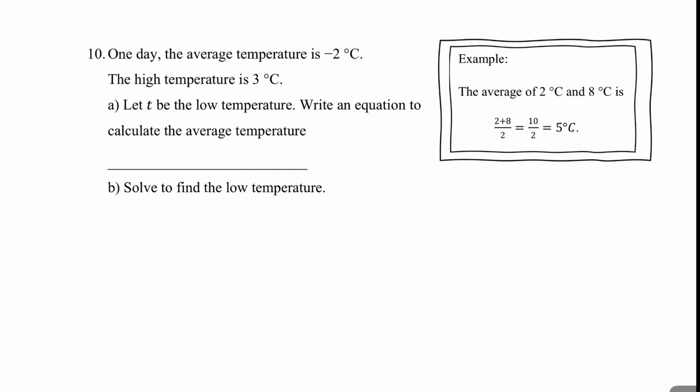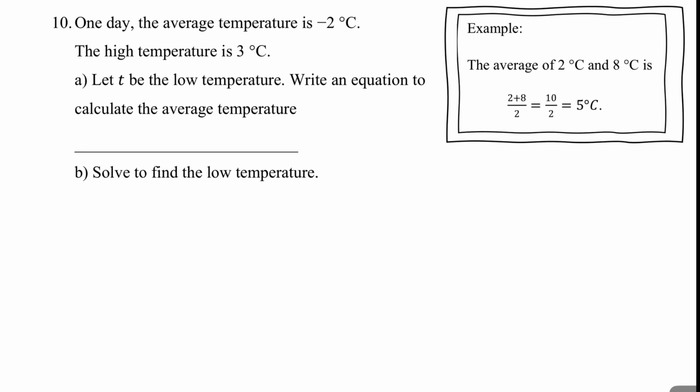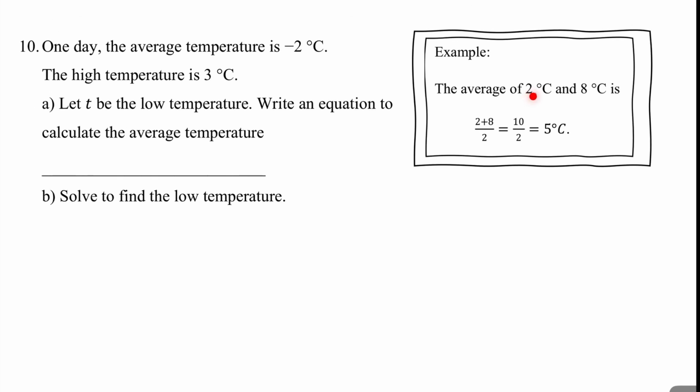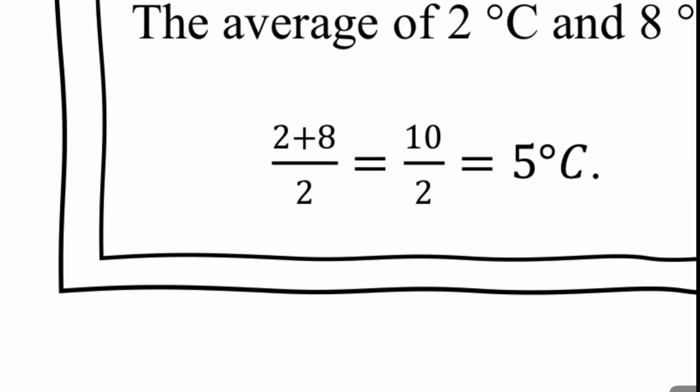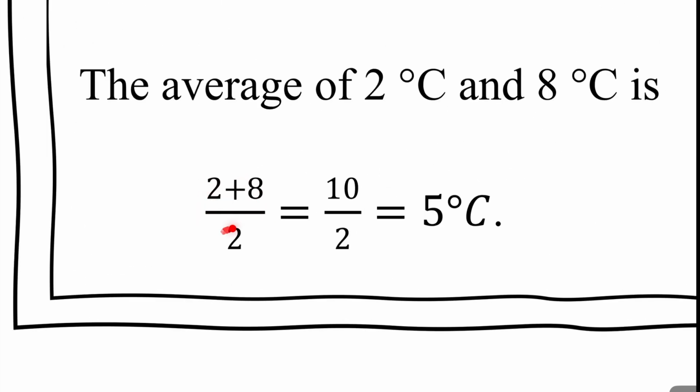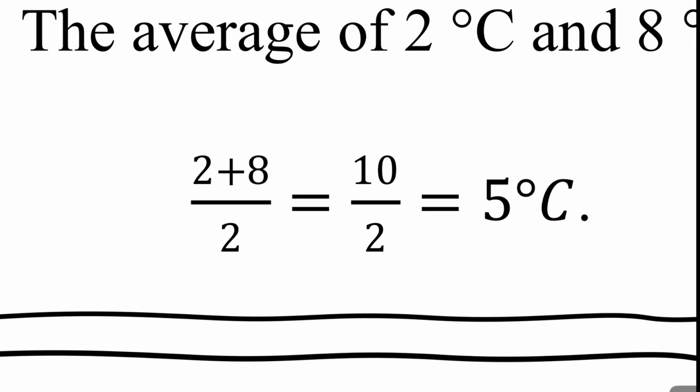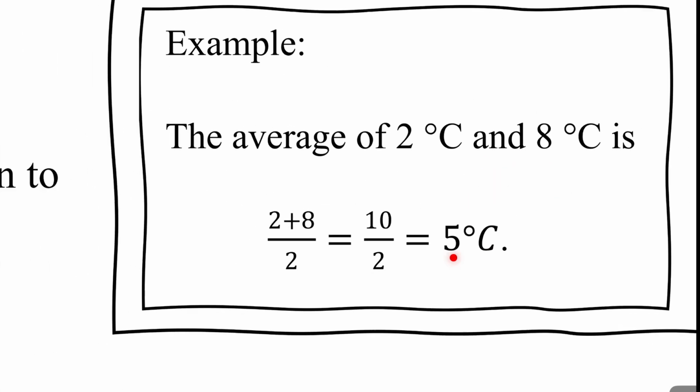And the second question: one day the average temperature is -2 degrees Celsius, the high temperature is 3 degrees Celsius. Let T be the low temperature. Write an equation to calculate the average temperature. Here I have provided an example to calculate the average temperature of two temperatures, 2 degrees Celsius and 8 degrees Celsius. I told you average and mean are pretty much the same thing. So 2 plus 8, sum divided by number, 2 plus 8 divided by 2 equals 5 degrees Celsius. This is the average.